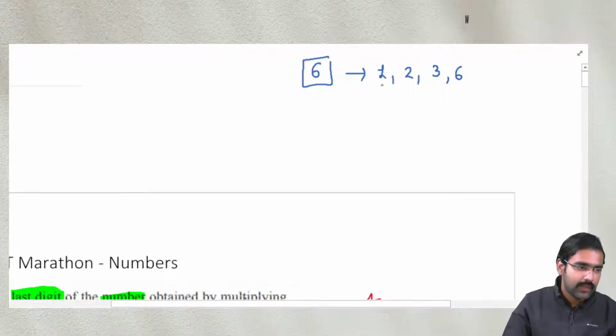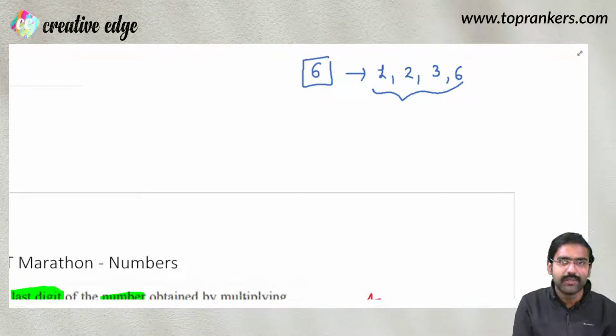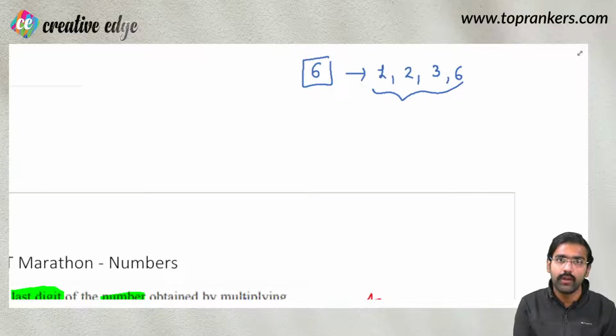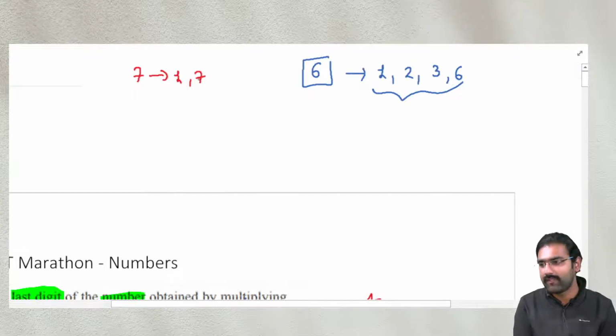Right? The difference between prime and composite numbers is simple: if any number has exactly and only 2 factors, then such numbers are called prime numbers. For example, 7 is clearly a prime because 7 has only two factors, 1 and 7.